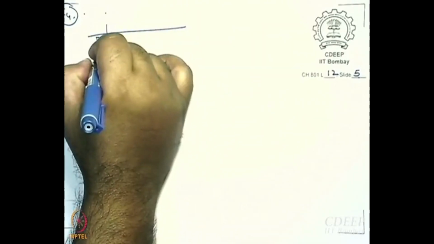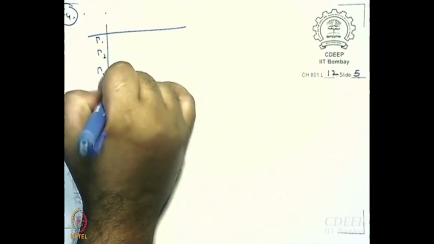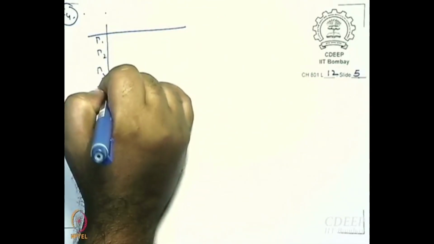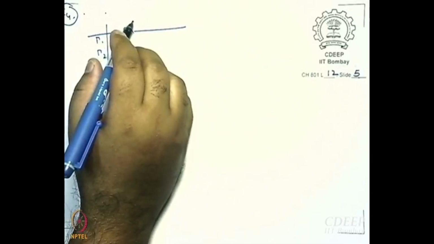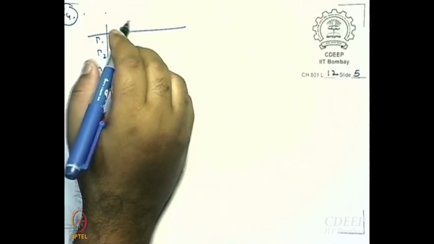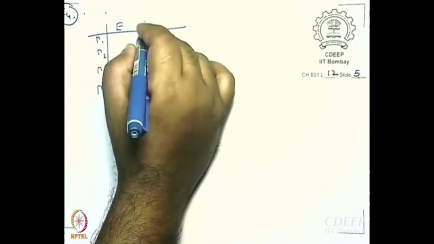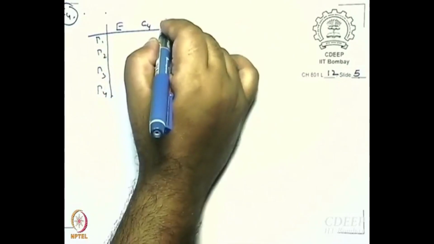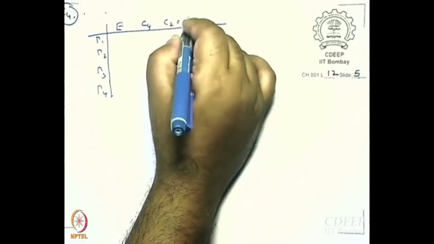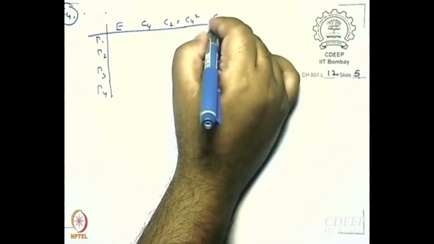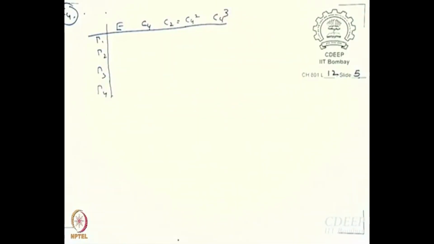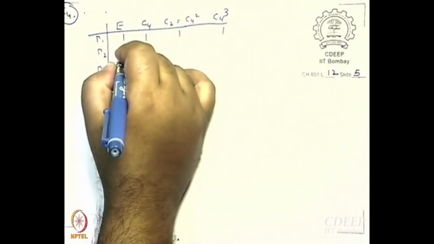I'll call them gamma 1, gamma 2, gamma 3, gamma 4. We are trying to work out the character table. And what are the symmetry operations? E, C4, C4 square, which is also equal to C2, and C4 cube. What will be the dimensionality of each representation? 1. So I can write this first row and I can write the first column.